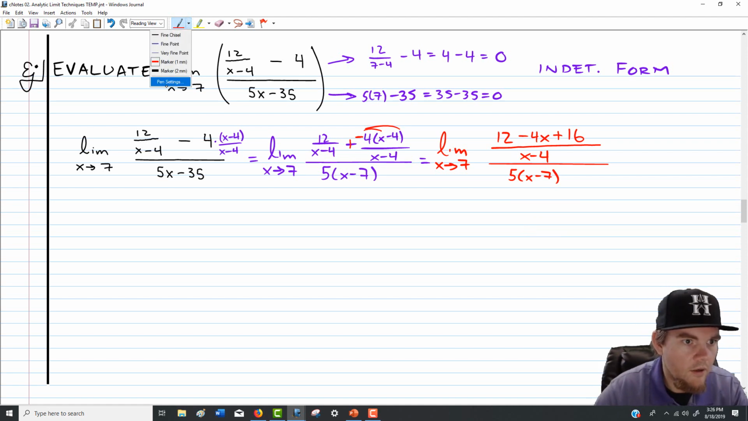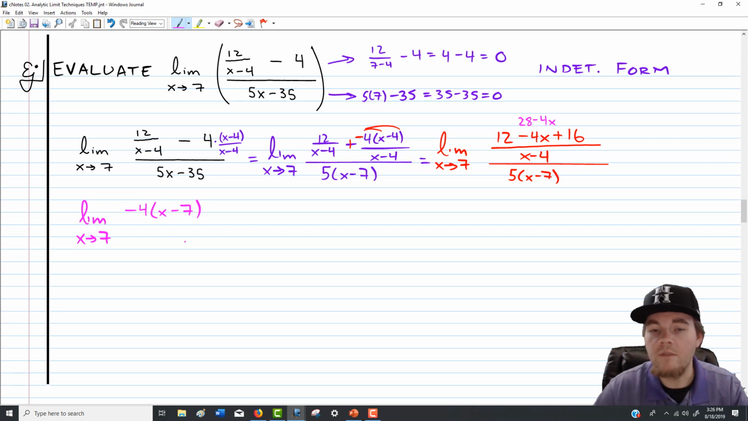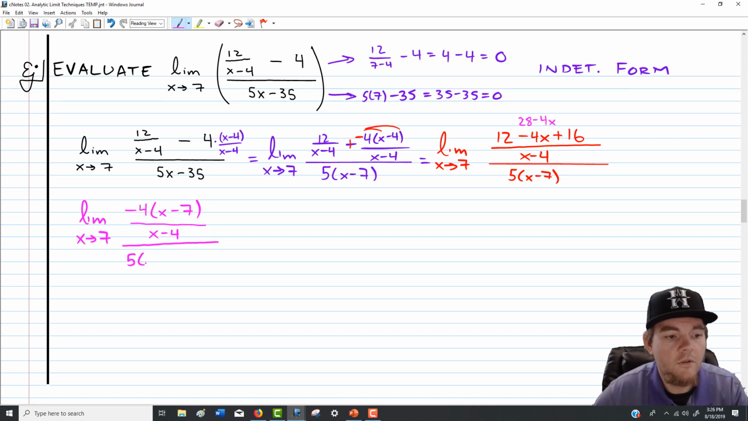Looking at that numerator, again, trying to be careful here: 12 plus 16 is 28. So this numerator will be the same thing as 28 minus 4x. With that in mind, I can once again factor this a little bit. I'm going to rewrite that numerator, instead of 28 minus 4x, by factoring out a GCF of negative 4. I'm going to leave it as negative 4 quantity x minus 7. That was just me factoring it a little bit. Of course, that's over x minus 4, and our denominator is over 5 quantity x minus 7.